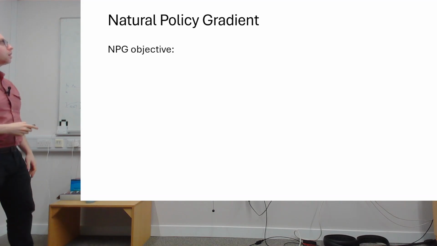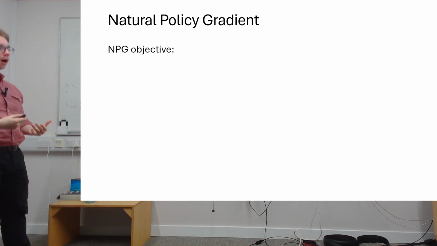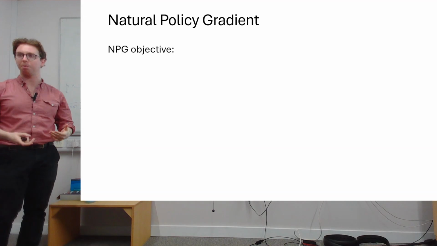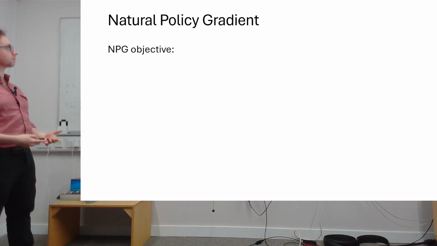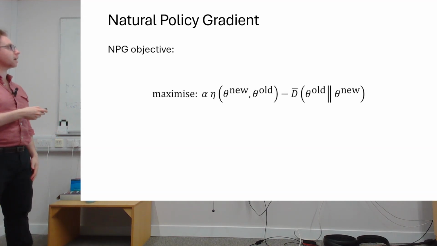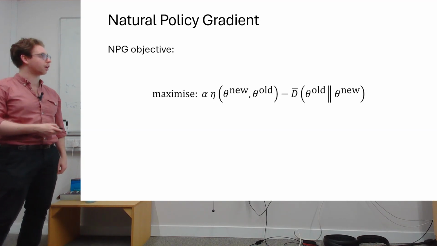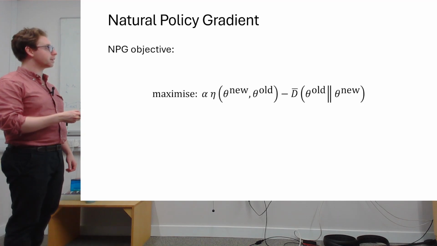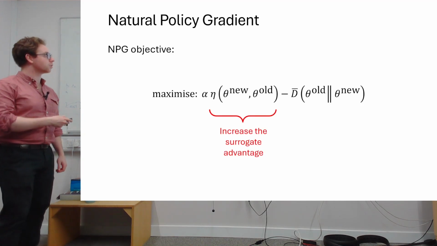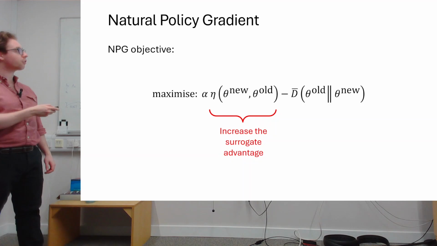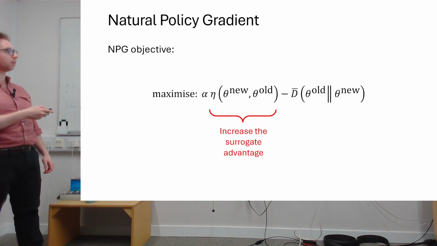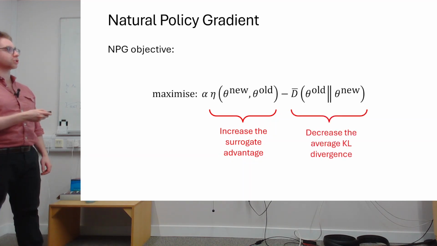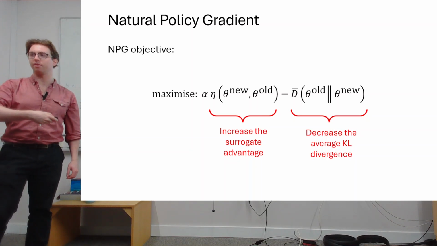All right? So how does NPG turn this into an optimization problem? Well, the way NPG turns this into an optimization problem is by saying, let's maximize a trade-off between these things. So I have alpha, which is a weighting parameter that controls the strength of this trade-off, surrogate advantage minus average KL divergence. To maximize this, I need to increase the surrogate advantage as much as possible while decreasing the average KL divergence, or not letting the average KL divergence get too high.